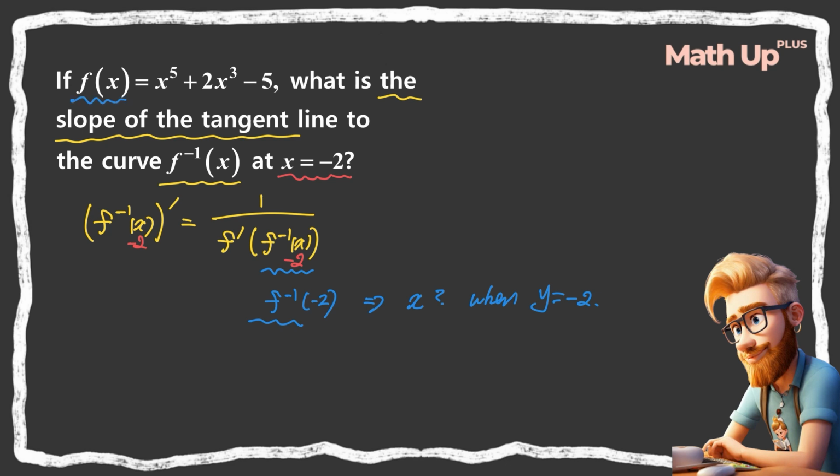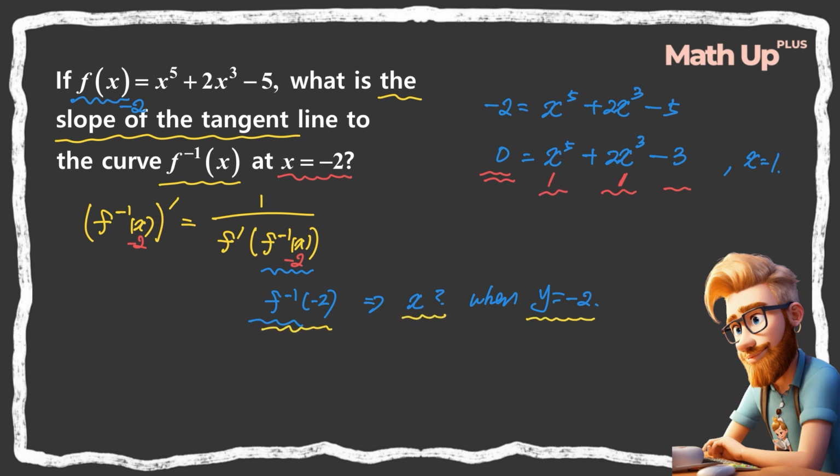So when this function value is -2, we have -2 is equal to x to the 5 plus 2x cubed minus 5. Then 0 is equal to x to the 5 plus 2x cubed minus 3. And now using the trial and error method, if we substitute 1 for x, that's going to be equal to 0, right? 1 plus 2 minus 3 is equal to 0. So we know that x is equal to 1. So f inverse of -2, when y is -2, the value of x is equal to 1.